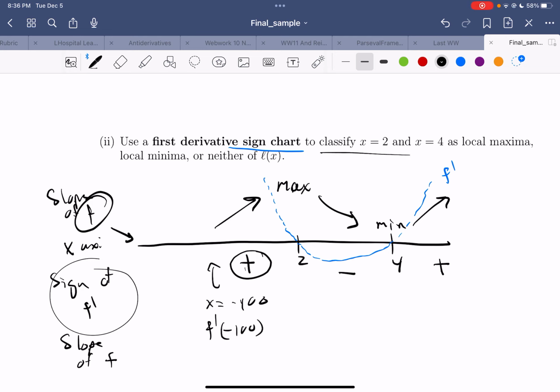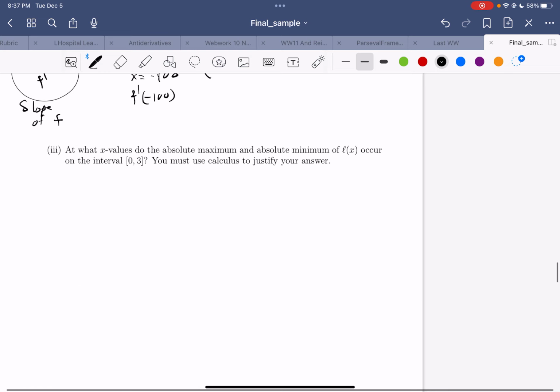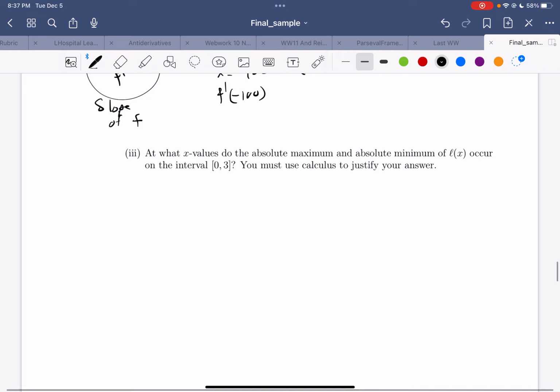So did we just classify these? Yes, we did. I labeled 2 as a max, and I labeled 4 as a min. And did I use the first derivative sign chart? Yes, I did. That's this stuff in black where you mark off your critical points. You put down the sign of your derivative values, and you use these to draw the arrows talking about how f moves around.